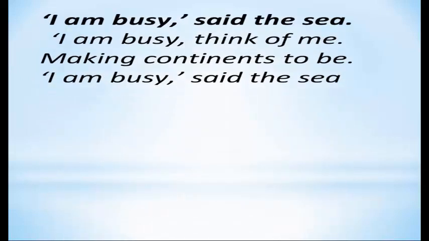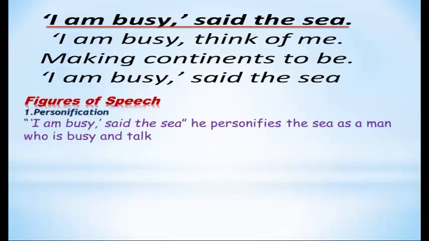And now let's pick out the figures of speech. In the first line, you can see, "I am busy, said the sea." You have to ask yourself, who is busy? A person who is busy. Who can say and talk? The person too. So this line has personification because the poet personifies the sea as a man who is busy and can talk.